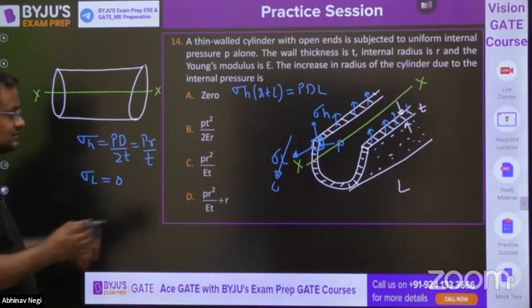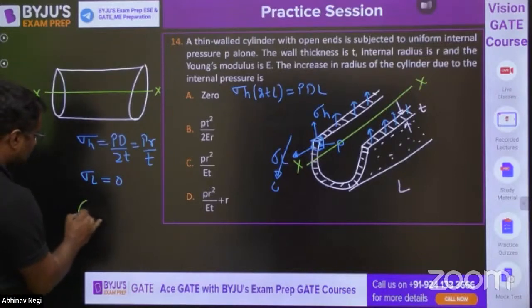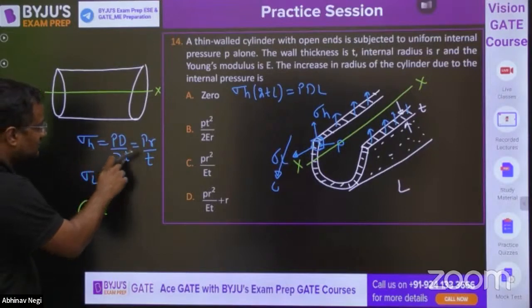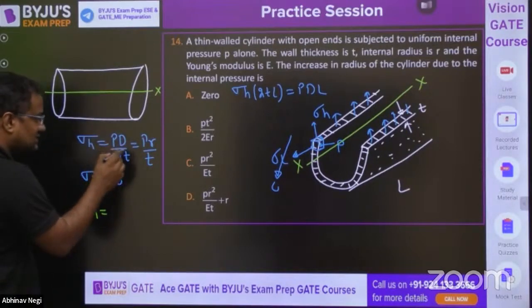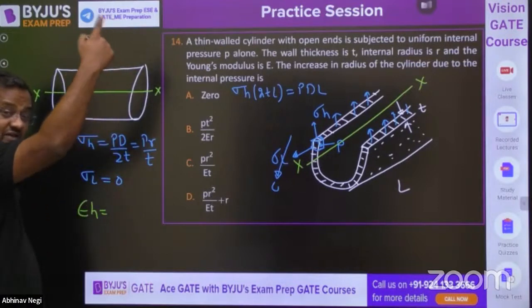Because in longitudinal direction, there is nothing. So, my friends, everyone, what is epsilon h? Considering P will be very small because it is a thin cylinder. So t is very less. As compared to d, t is very less. This ratio of d by t is 15, 20, 25, 100 times.